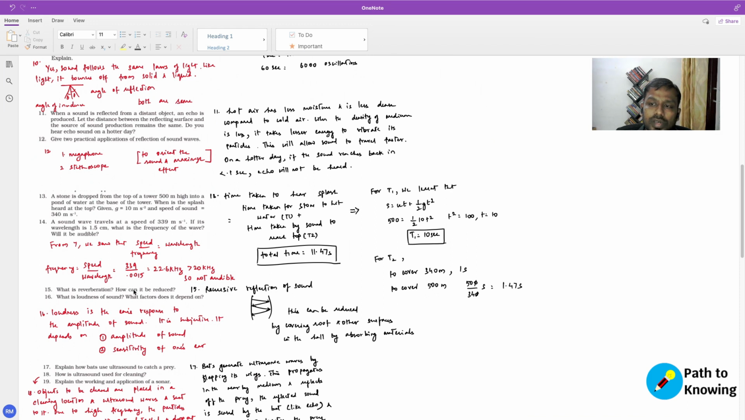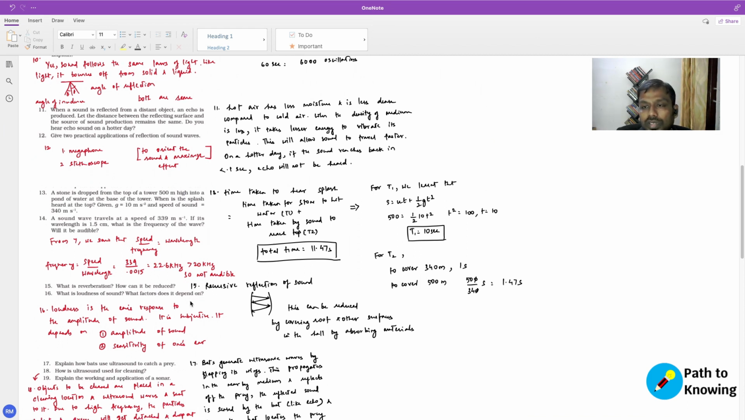What is reverberation? How can it be reduced? Reverberation is the repeated echo within a closed environment, where sound keeps reflecting from one surface to the other, and you keep hearing the same thing again and again. So reverberation is nothing but the recursive reflection of sound. This can be reduced by introducing absorbing materials, absorbing fibers that can absorb the sound, so that you reduce the possibility of sound getting reflected more. That is how we reduce reverberation.